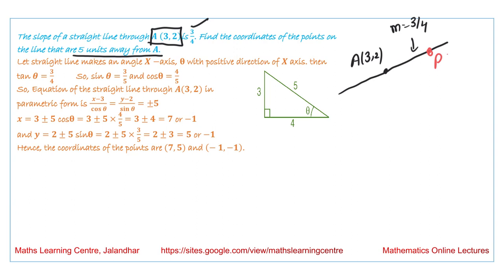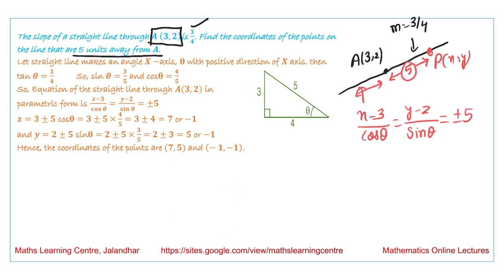Suppose this is the point P (x, y), and it is given that this distance is 5 units. The parametric equation of this line will be (x minus 3) over cos theta, equal to (y minus 2) over sin theta, and this value is equal to plus or minus 5. The distance is given to be 5. It may be in this direction, or it may be in this direction. This point P(x, y) may be over here. So we are getting these two values.